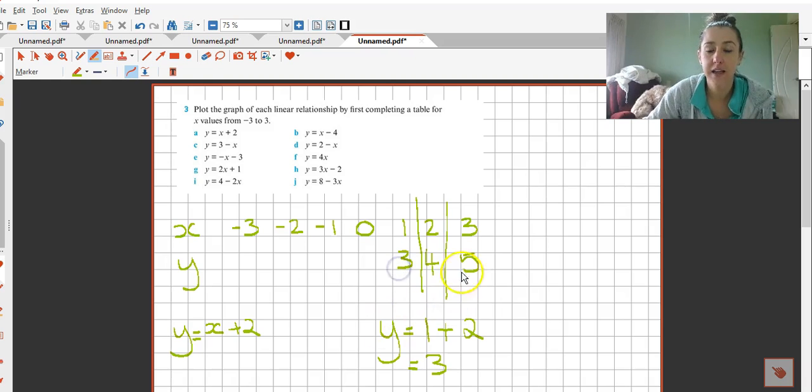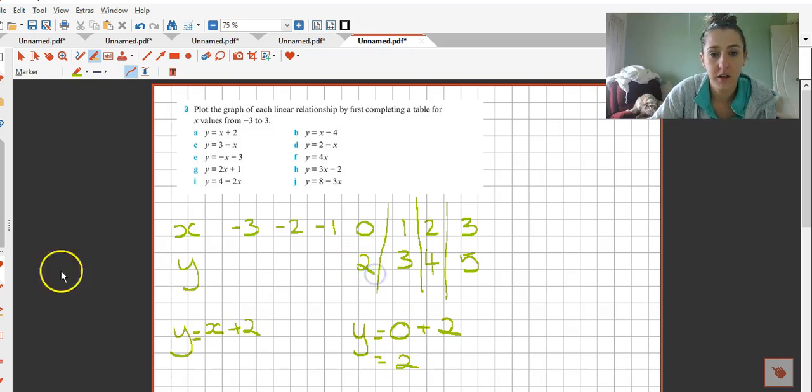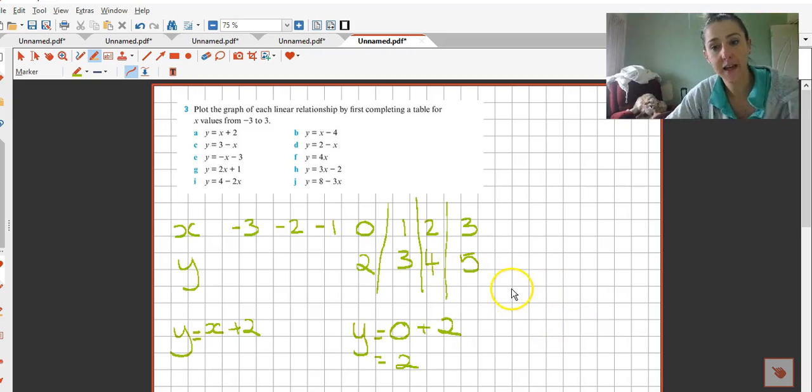So 3. Now, I can see a pattern emerging where for every decrease in my x, there's a decrease in my y here. So I'm going to keep going through and solving it because I just want to make sure that there's no change. So I'm going to say my x is now equal to 0, plus 2 is 2. So you go so on and so forth and just keep doing that.